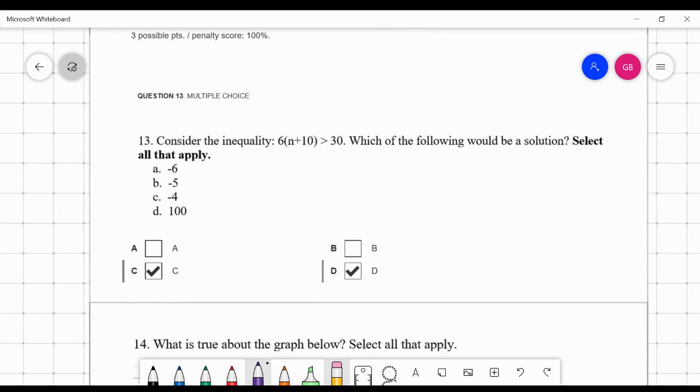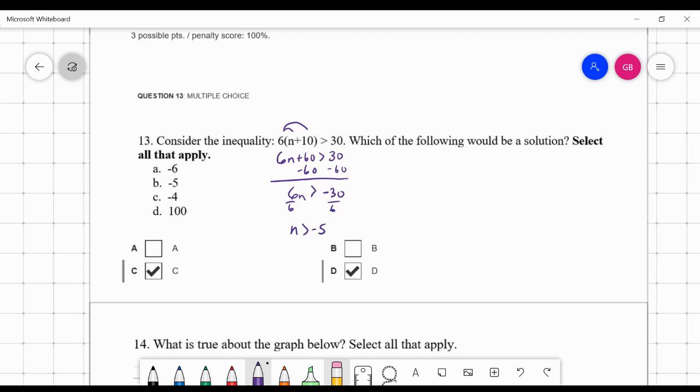All right, consider the inequality. Which of the following would be a solution? Select all that apply. So first, let's go ahead and solve for n. I'm going to distribute the 6. Okay, so I have 6n plus 6. I'm going to subtract 6 on both sides. Oops, I forgot the inequality. There it is. And then I'm going to divide by 6. So n is greater than -5.